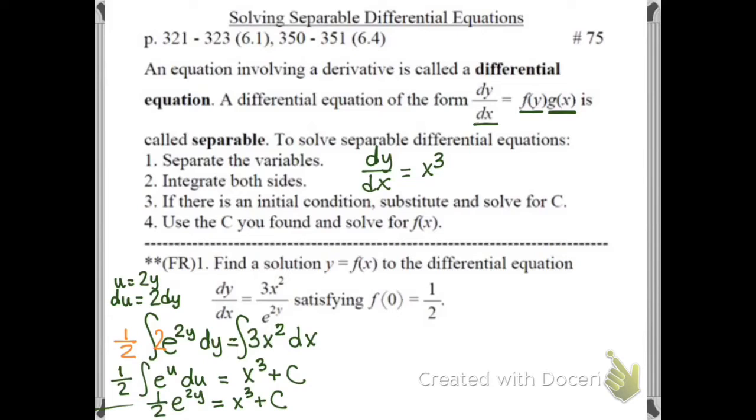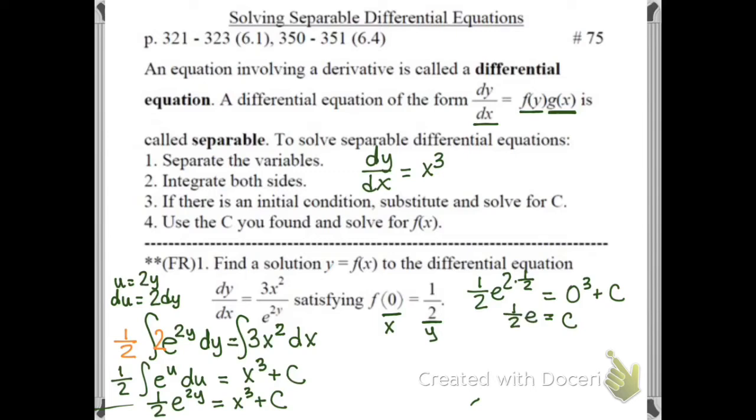Step 3, if there's an initial condition, substitute and solve for c. They did give us an initial condition. So this is our input, that's our x value we're plugging in, and this is our output, or our y value. So let's plug that in. So we're going to have 1/2 e to the 2 times 1/2 is equal to 0 cubed plus c. Okay, so simplifying that, we get c is equal to just 1/2 e.